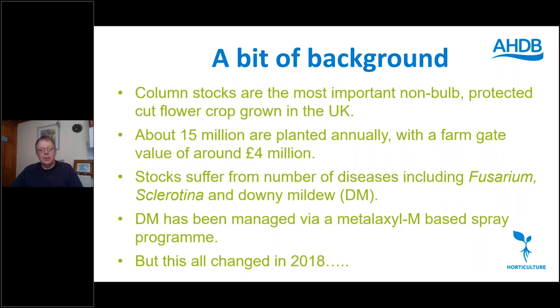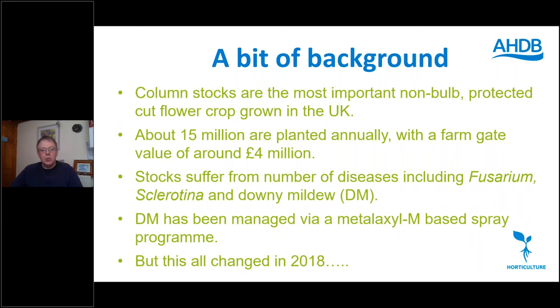Farm gauge around 4 million. So in cut flower terms, it's quite an important crop. They do suffer from a number of diseases, including fusarium, which we've done quite a bit of work on, sclerotinia, and of course downy mildew, which is the subject of this webinar. Downy mildew has been managed relatively easily in the past using a metalaxyl-based spray program. That's one of the last crops that we have been able to rely quite heavily on it.